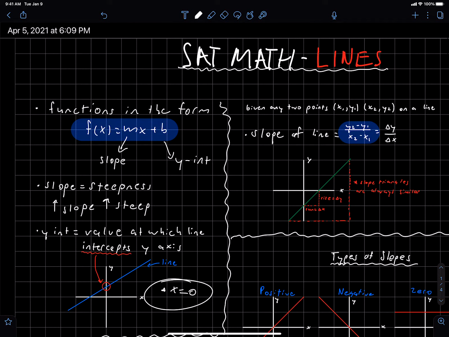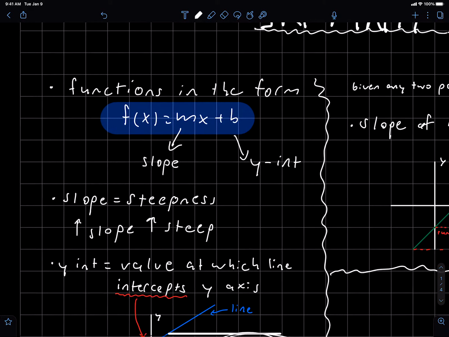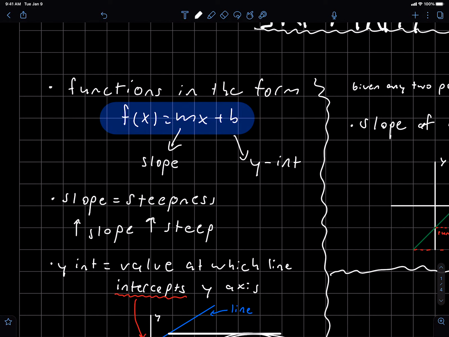So what is a line? A line is just really a function in the form f of x equals mx plus b, where m is going to be your slope and b is going to be your y-intercept.